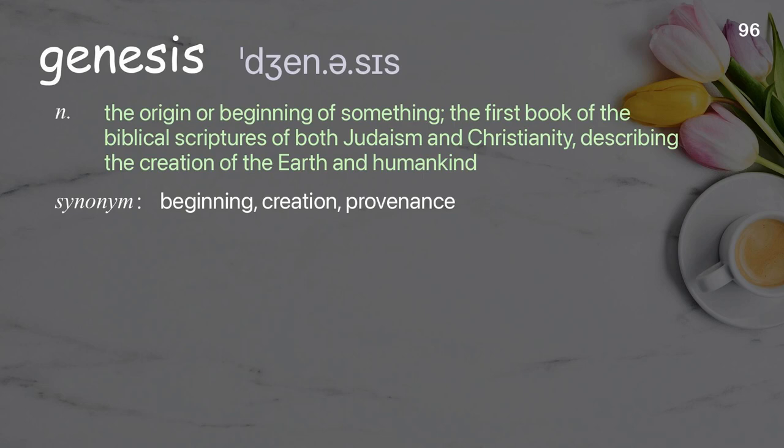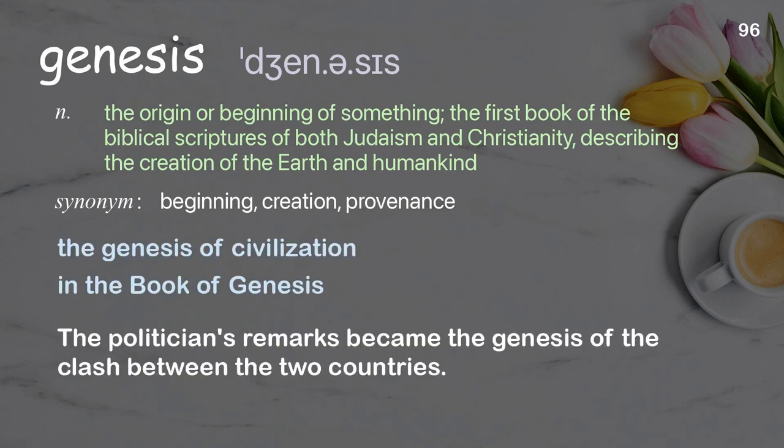Genesis. The origin or beginning of something. The first book of the biblical scriptures of both Judaism and Christianity, describing the creation of the earth and humankind. Examples: the Genesis of civilization, in the book of Genesis. The politician's remarks became the genesis of the clash between the two countries.